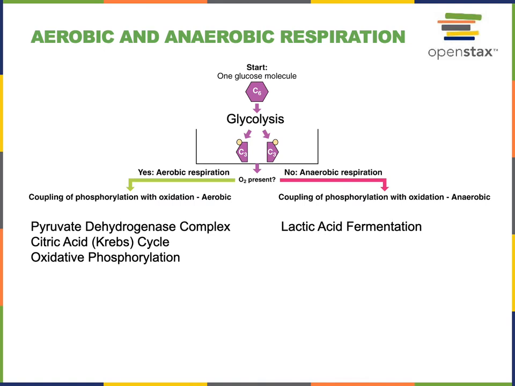In aerobic cellular respiration, following glycolysis, pyruvate will enter the mitochondria, where the pyruvate dehydrogenase complex will convert pyruvate to acetyl coenzyme A, and acetyl coenzyme A will then enter the citric acid cycle, which is also known as the Krebs cycle. Then, following the citric acid cycle, high energy electrons will be transferred into oxidative phosphorylation and provide the energy required for ATP synthesis.